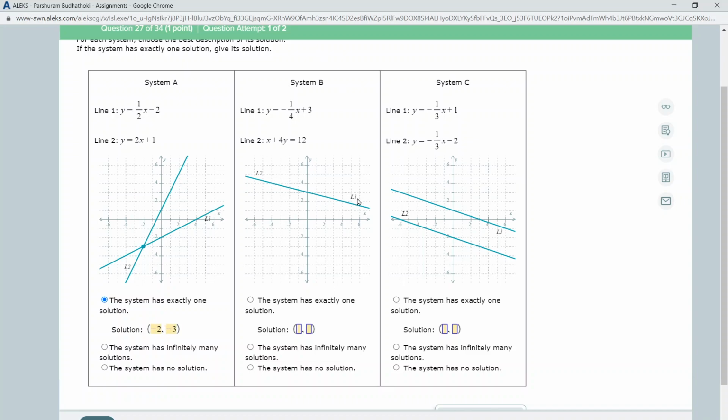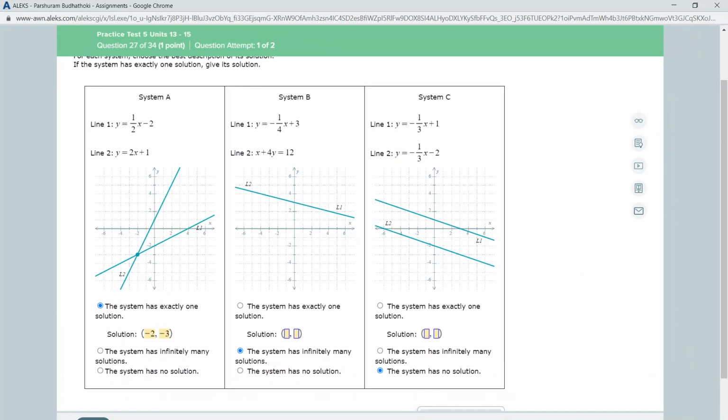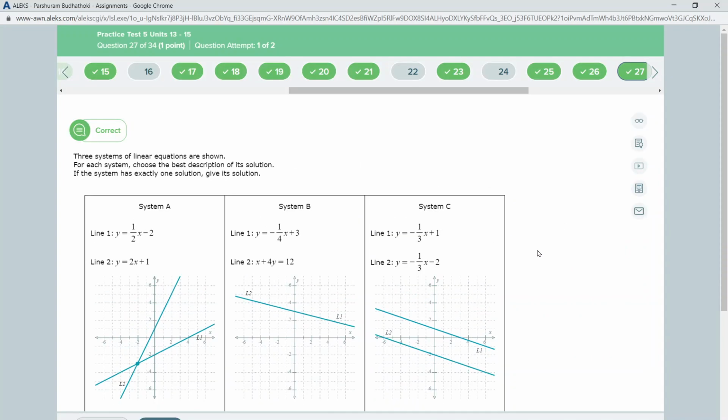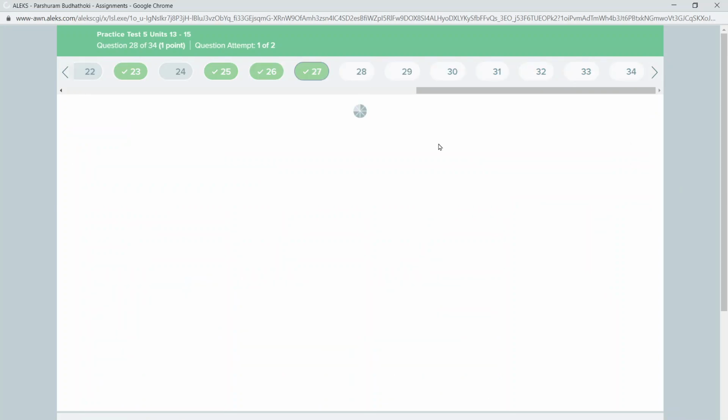In this case L1 and L2 are the same, so there should be infinitely many solutions, because at each point they are intersecting, so infinitely many solutions. For here you can see that L1 and L2 are never going to intersect, so the system has no solution. Okay, so let's check it. Yes, let's go to the next problem, problem 28.